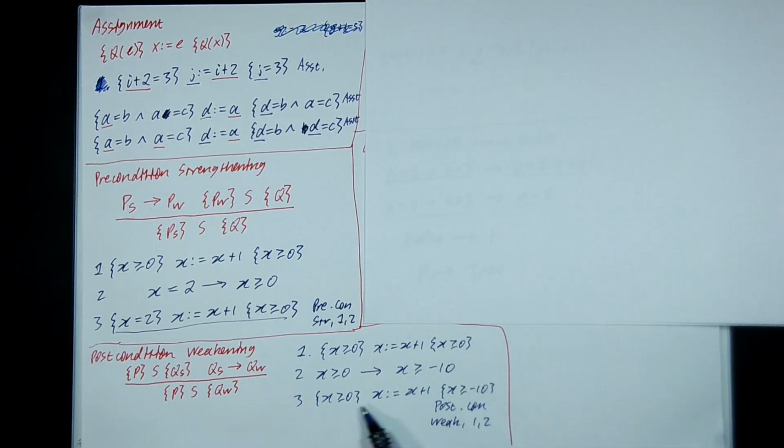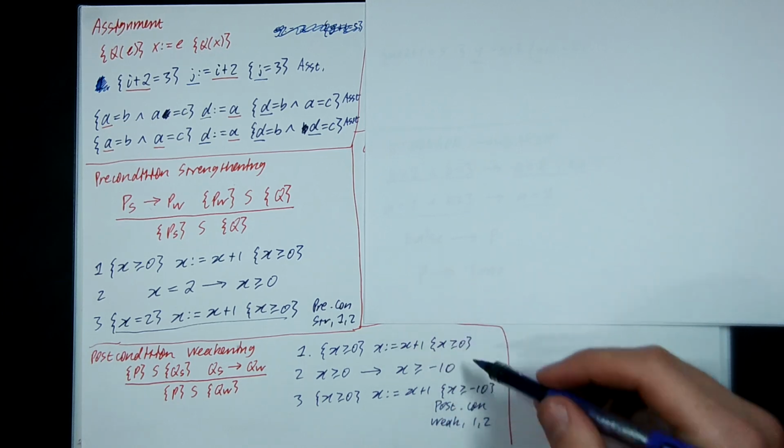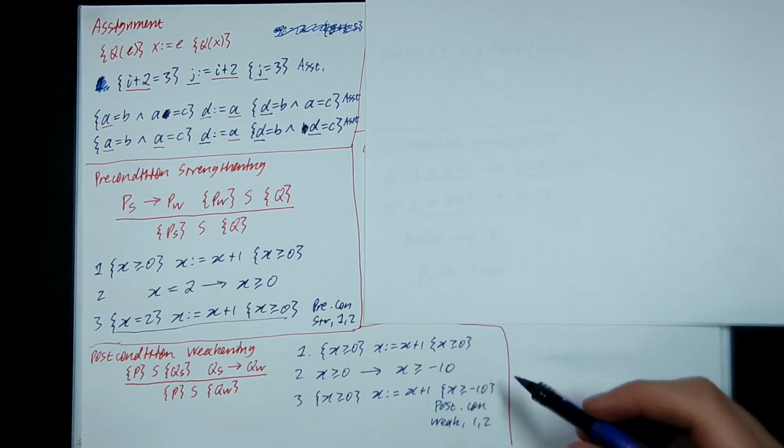So now what does the Hoare triple guarantee? It says that if x was greater than or equal to 0 before, and I add 1 to it, then I guarantee to you afterwards that x is greater than or equal to minus 10. Well, it's certainly true, but it's less useful than it was. Again, we've weakened our postcondition by replacing it with something that's less useful to us.